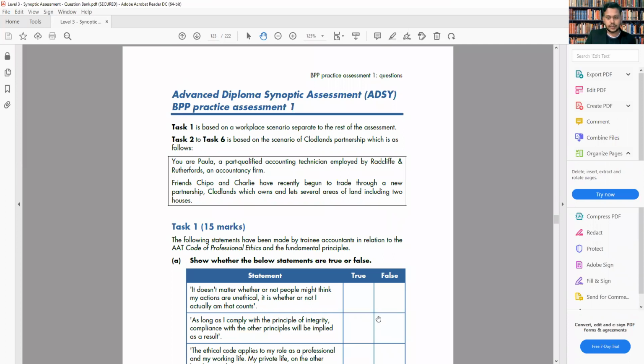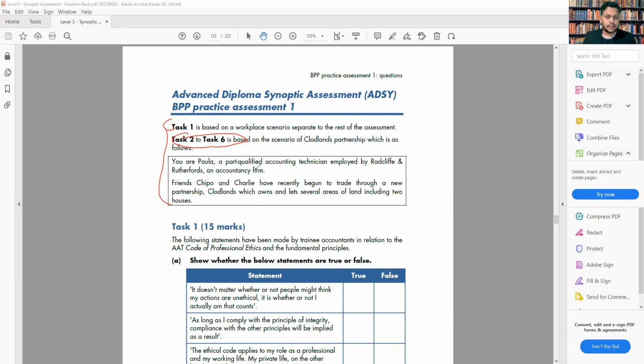Okay, so we'll start with practice assessment 1. And this sort of information will always be in the exam. So you need to read it very quickly. Don't spend too much time here because this is not very linked with your answer anyway. Okay, let's read this one quickly. It says task 1 is based on a workplace scenario separate to the rest of the assessment. So that means questions 2 to 6 could be linked, but question number 1 is completely separate.